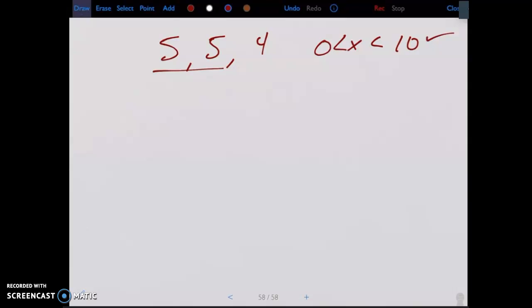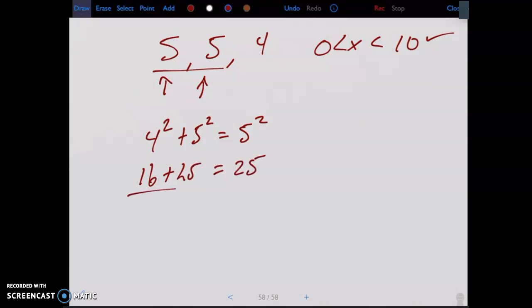Try the Pythagorean Theorem. This one's kind of tricky because we don't know which one to make the hypotenuse, right? Doesn't matter. Pick one. So I'm going to go 4 squared plus 5 squared equals 5 squared. You can already tell that's not going to be a right triangle. So we got 16 plus 25 equals 25. Right away, 16 plus 25 is going to be bigger than 25.